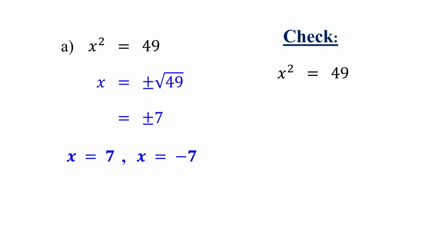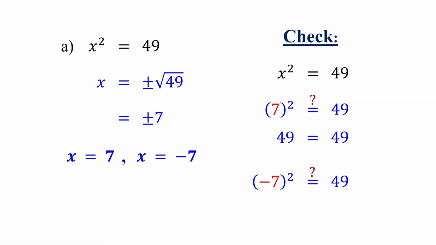We can check our answers by substituting them back into the original equation. Substituting 7, 7 squared is 7 times 7, which equals 49. Likewise, substituting negative 7, negative 7 squared is negative 7 times negative 7, which also equals 49. As you can see, both 7 and negative 7 check out, confirming that they are indeed solutions to the quadratic equation.